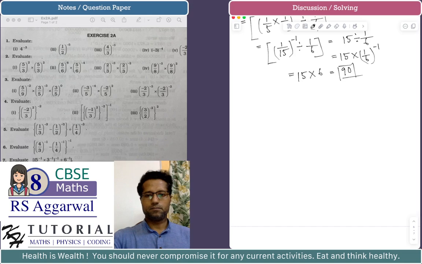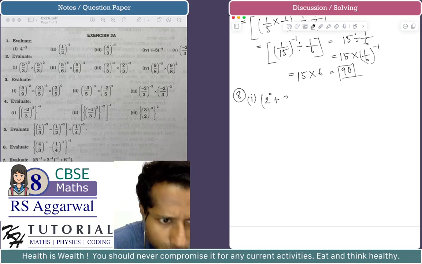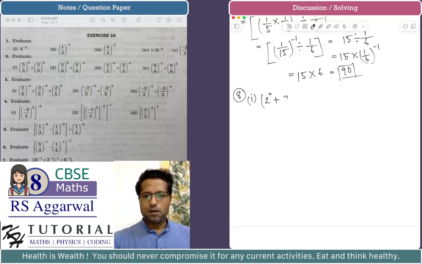Problem number 8. Find the value of, again a kind of evaluation. Okay. The first one is 2 raised to the power 0 plus 3 raised to the power minus 1, this whole multiplied by 3 raised to the power 2.